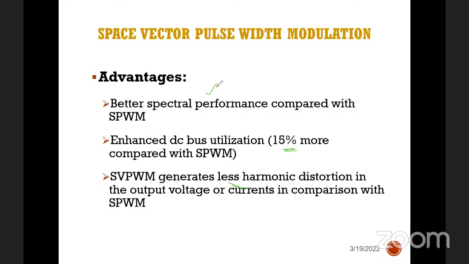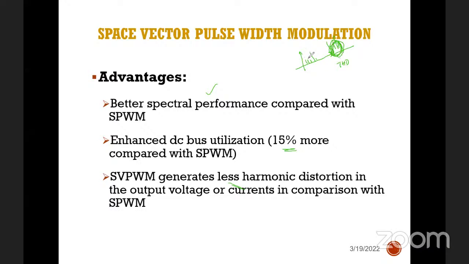Why we want to go for space vector pulse width modulation is that, as it is said, the spectral performance is very high. We get improved spectral performance. Because of that, if you see the total harmonic distortion, the lower order harmonics are minimal: the third, fifth, seventh harmonics will be suppressed or minimized, and these harmonics will be shifted towards the higher order. In the THD spectrum, they will be shifted towards the higher order, 50 times or 100 times or 150 times like that.